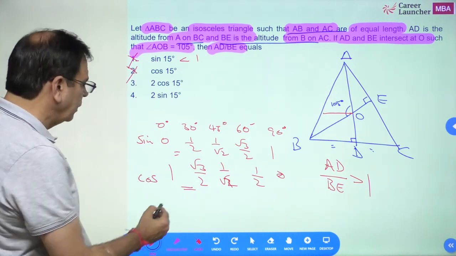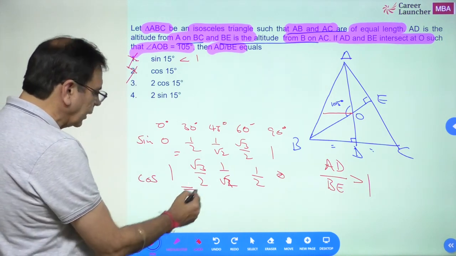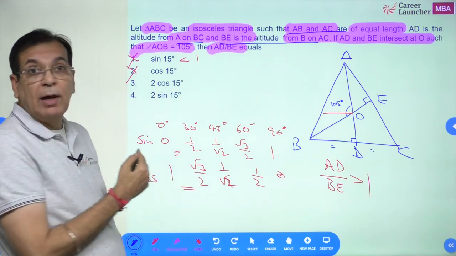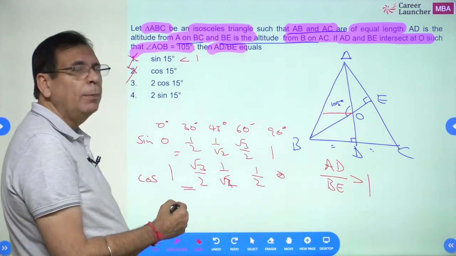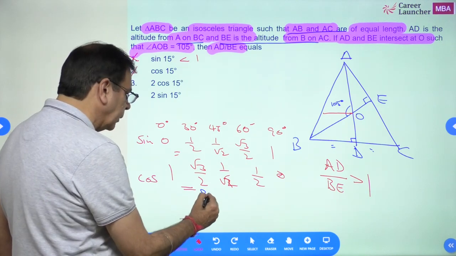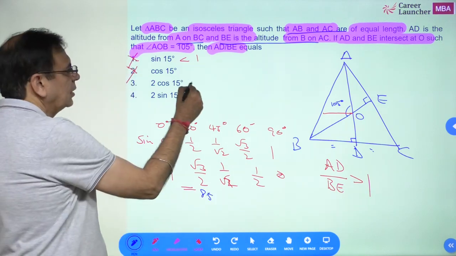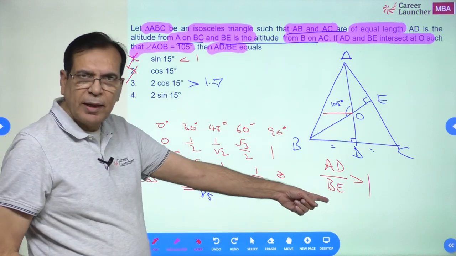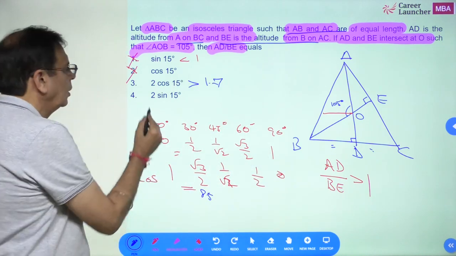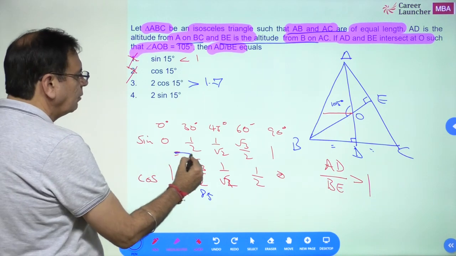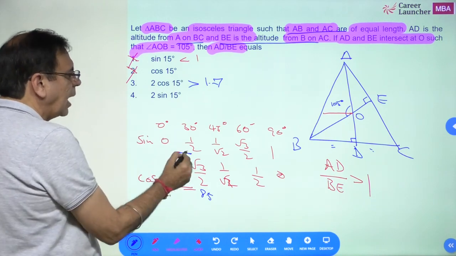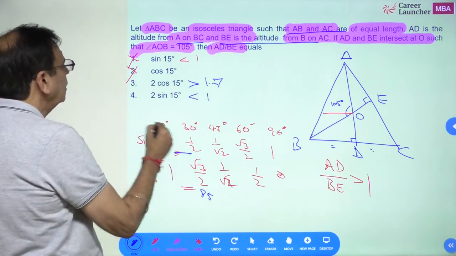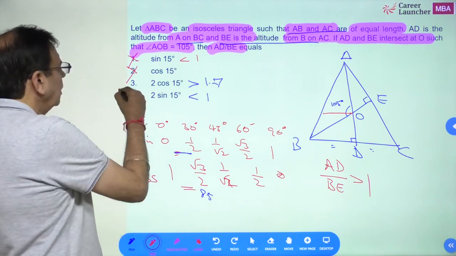2 cos 15 and 2 sin 15. What is 2 cos 15? Cos 15 is close to root 3 by 2. Root 3 is 1.7. Half of 1.7 will be 0.85, approximately. So, can I say this should be greater than 1.7? It satisfies this condition. चौथी choice भी देख लेते हैं. Sin 15 will be less than half, so 2 sin 15 has to be less than 1. Wrong choice. Correct answer, choice C.